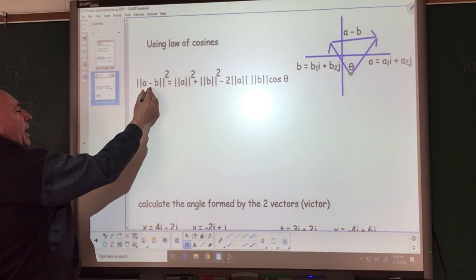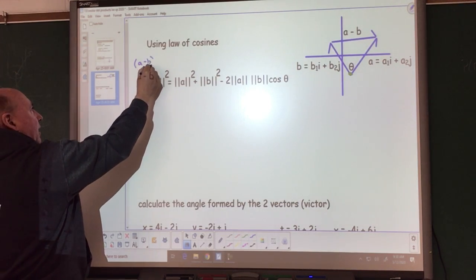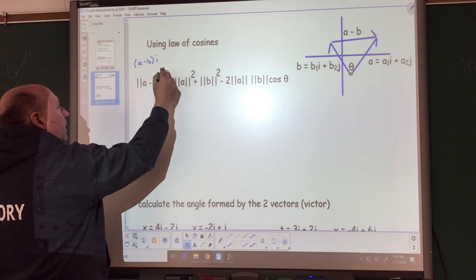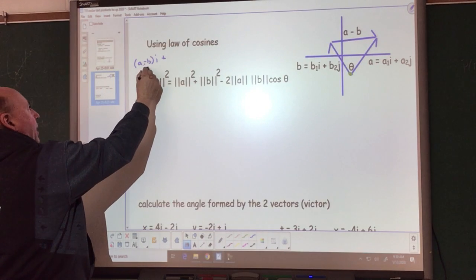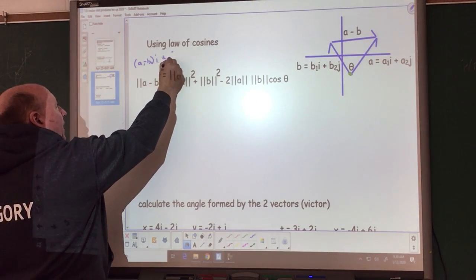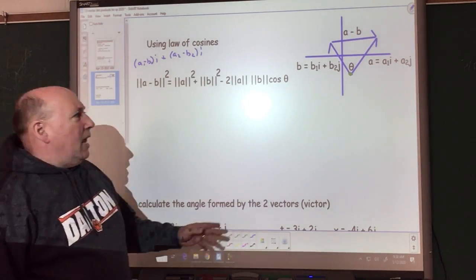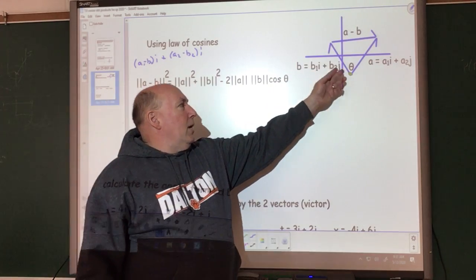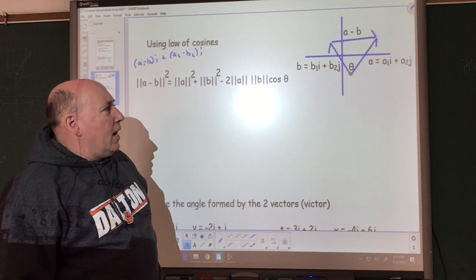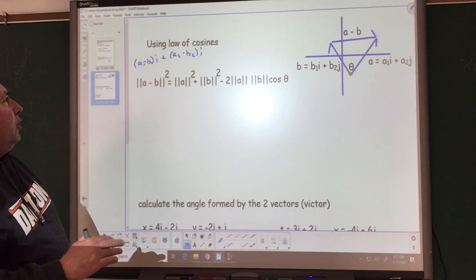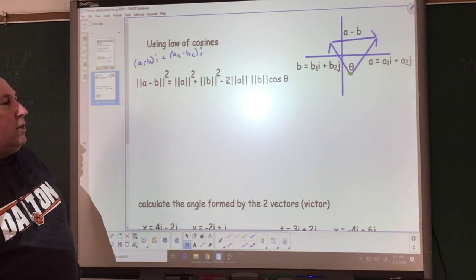What we have here is the magnitude of A minus B. Well, this would be A1 minus B1 i, and A2 minus B2 j. Because A and B are A1 i plus A2 j, and B is B1 i plus B2 j. I can subtract these two to give me A1 minus B1 i and A2 minus B2 j.